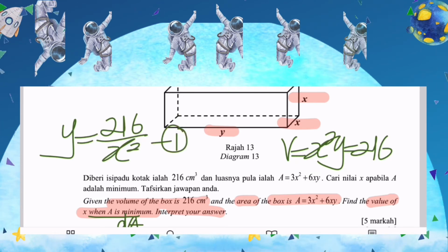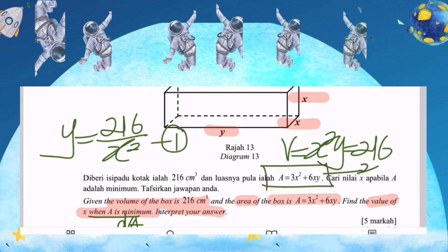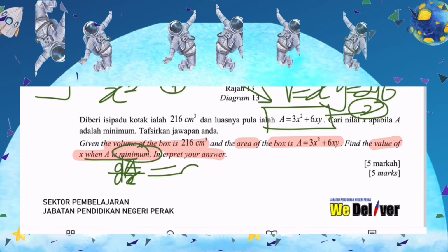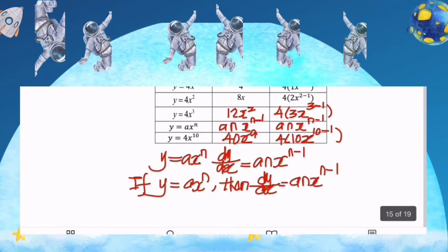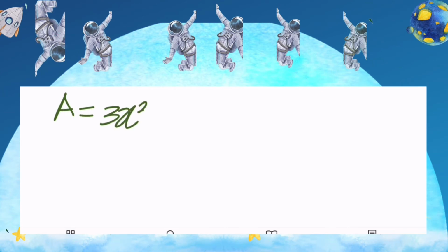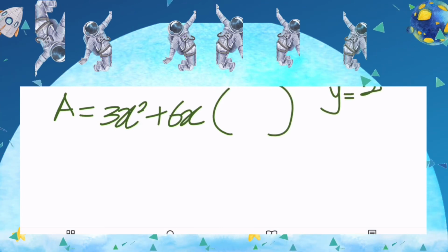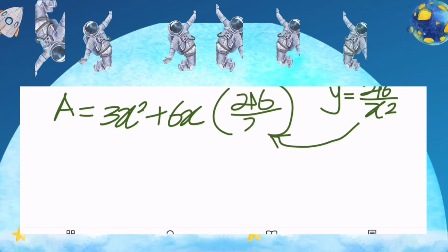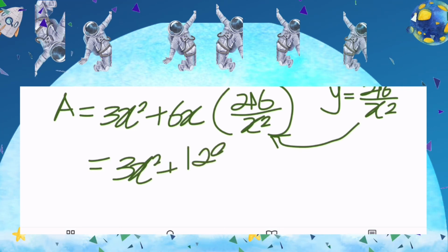We can express y in terms of x. This is equation number one. Then we substitute into equation number two. For the area, we are going to substitute number 1 into number 2 so that we get area in terms of x, 3x squared plus 6x. When we see y, we will substitute with 216 over x squared, which is actually from the volume. Now we can express the area in terms of x. So area is 3x squared plus 1296 over x.